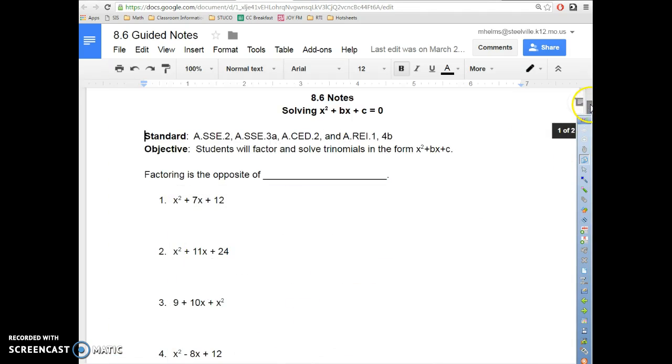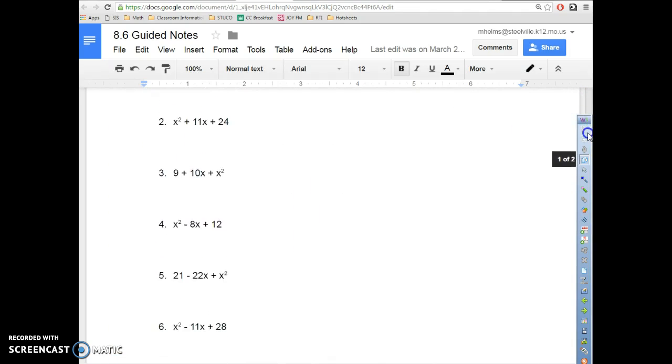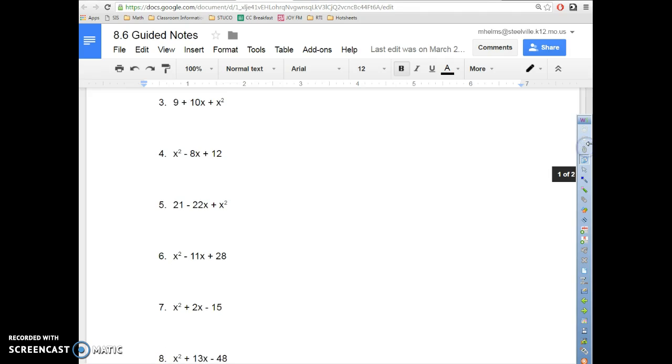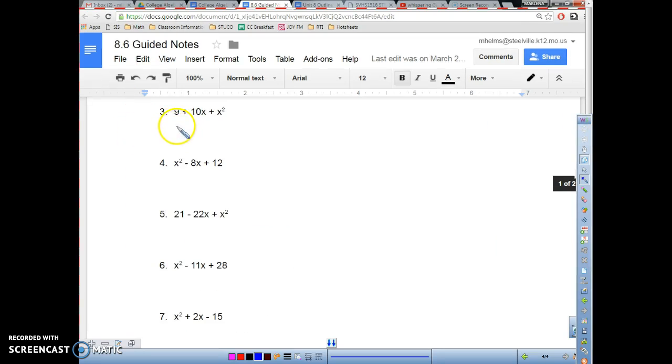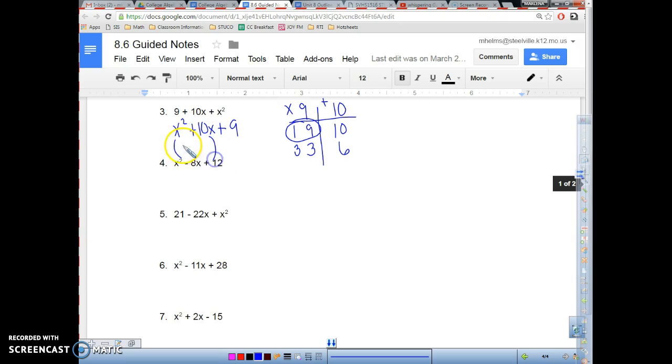Number 3. Number 3 is not in standard form. You're going to go ahead and have to put it in standard form. Remember, standard form is highest exponent to lowest exponent. So x squared plus 10x plus 9. Now make your t-chart. What will multiply to give you 9 and add to give you 10? So you have 1 and 9 and 3 and 3. Those are the only factors of 9. So 1 plus 9 is 10, 3 plus 3 is 6. So the only two numbers that will work are 1 and 9. So you have x plus 1 and x plus 9.